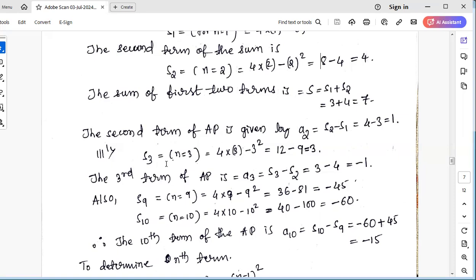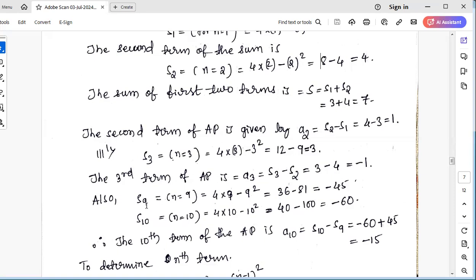Similarly, determine S3. Put n equal to 3. So it is 4 into 3 minus 3 square. 4 into 3 is 12. 12 minus 3 square, which is 9. So 12 minus 9 is 3. Therefore, the third term of the AP is A3. How do you get A3? You have to take S3 minus S2. S3 is 3 and S2 is 4. So 3 minus 4 is minus 1. In this way, you got the third term of the AP.